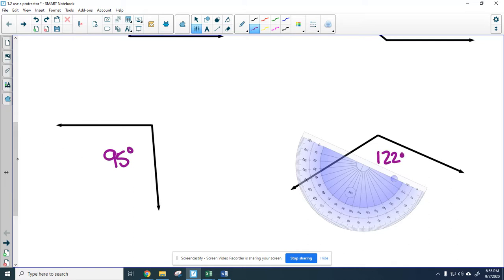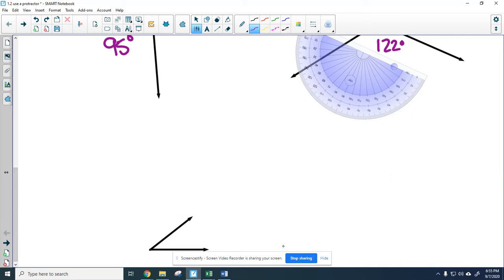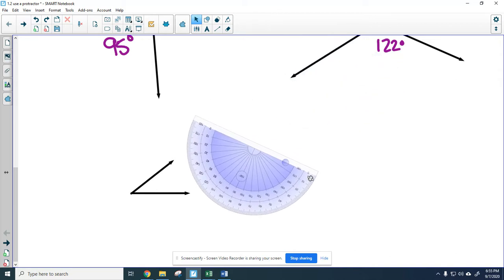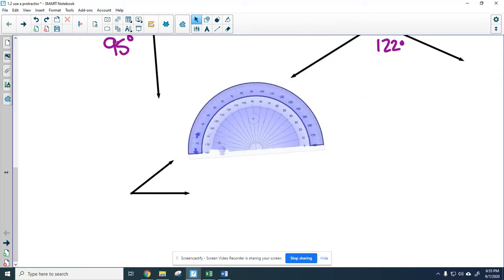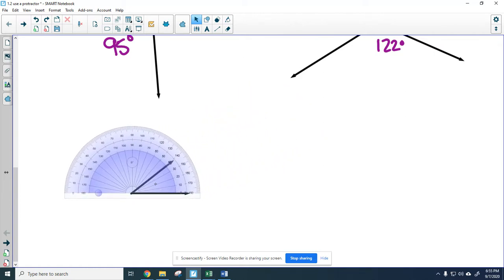Now, just a note, and this is based on how your actual angles look. Let me put this up real quick here. If you have an angle where the rays are kind of short, let me show you a tip here. If I try to line this up, and this is fine, I can put the center on the vertex, I can line up a 0, but I can't tell. I know it's pretty close to 40, but I don't know if we're looking at 37, 38, 39.